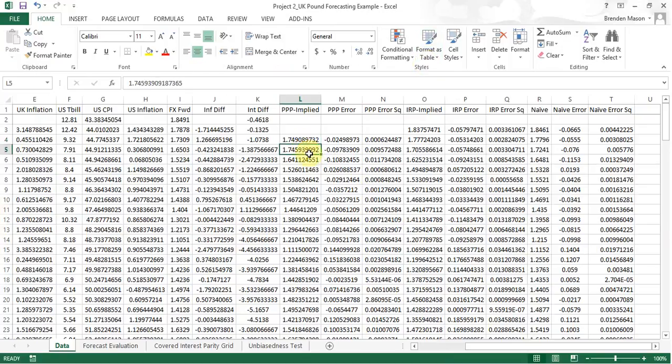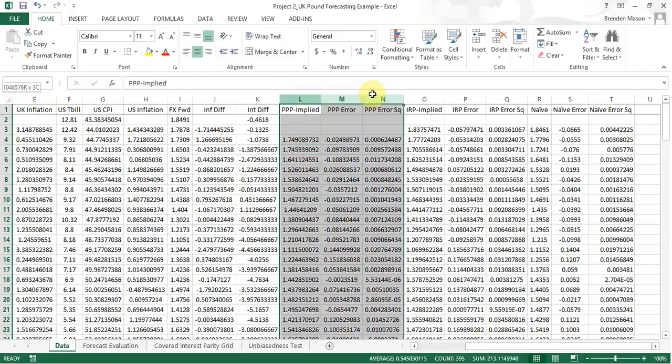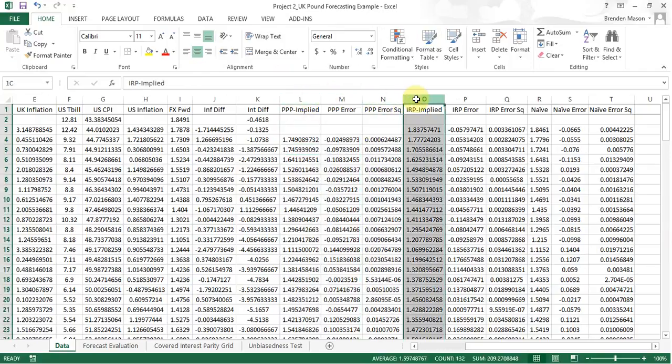Using, again, the three models we're going to use: purchasing power parity right here. Then we're going to take its forecast error and then square that error. And then we'll do interest rate parity, basically uncovered interest parity to be precise. Take the forecast error, which is this column here, and then square that.